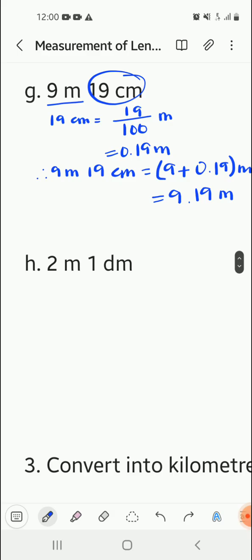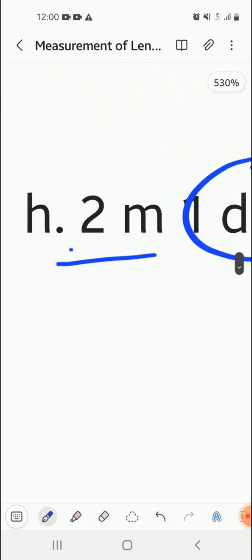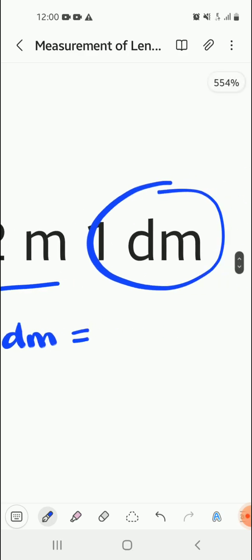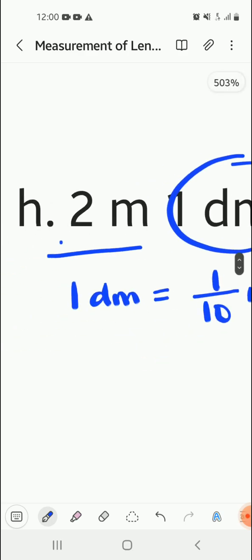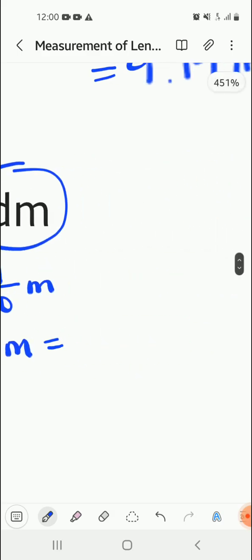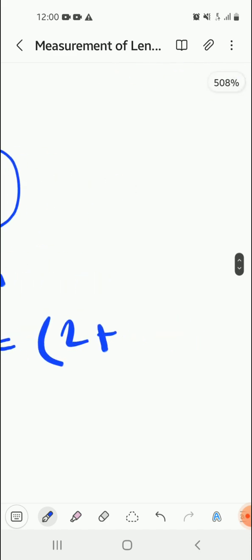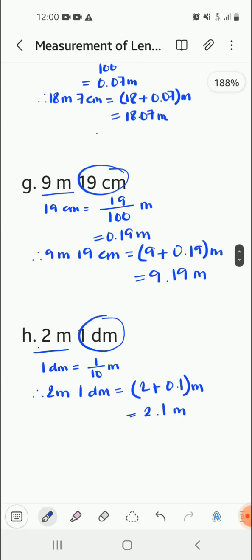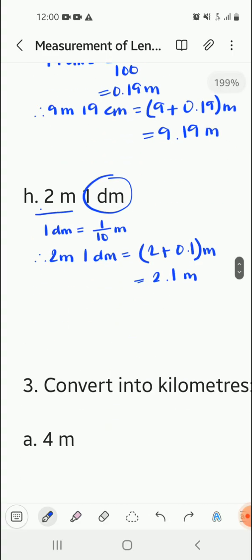2 meter and 1 decimeter. So again 2 meter is already converted. 1 decimeter we need to convert. So 1 decimeter is equal to 1 by 10 meter. Therefore 2 meter 1 decimeter is equal to 2 plus 0.1 meter, which is 2.1 meter. Moving on to the next question.